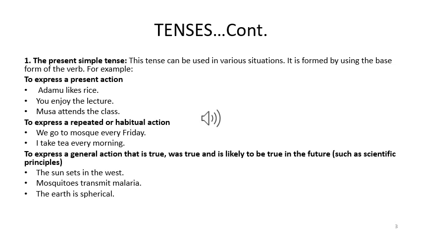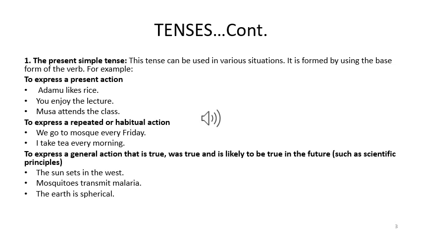Again, it is used to express a general action that is true, was true, and is likely to be true in the future, such as a scientific principle. The sun sets in the west. This is not going to change. Since it's not going to change, we use the present simple tense to express it. Mosquitoes transmit malaria. This is also true.